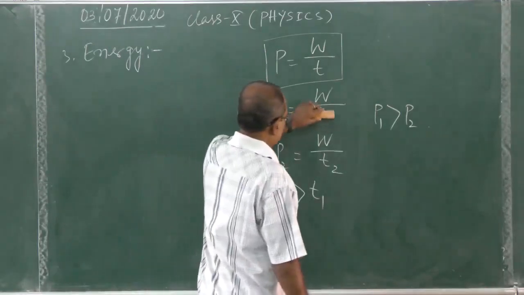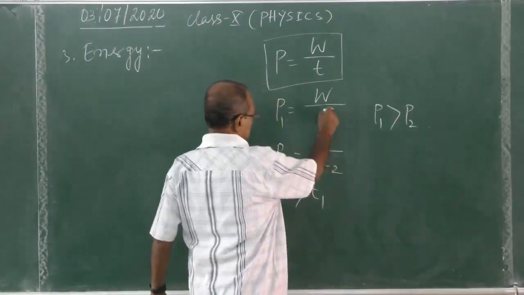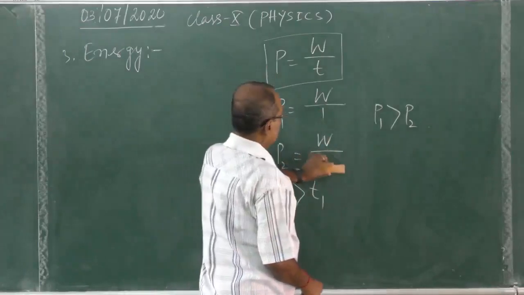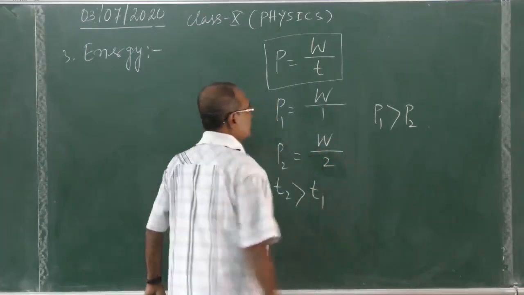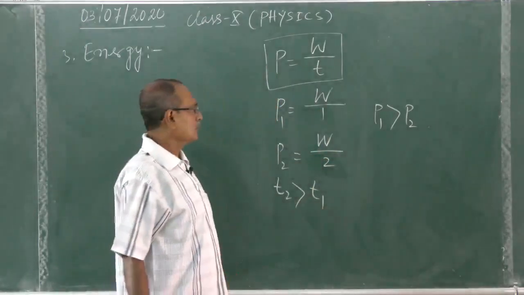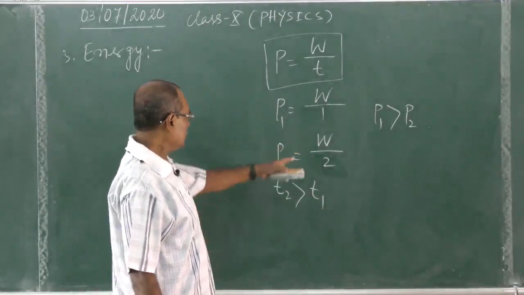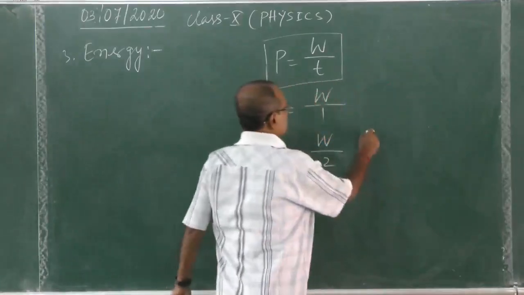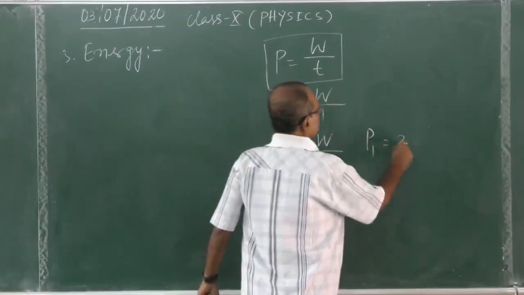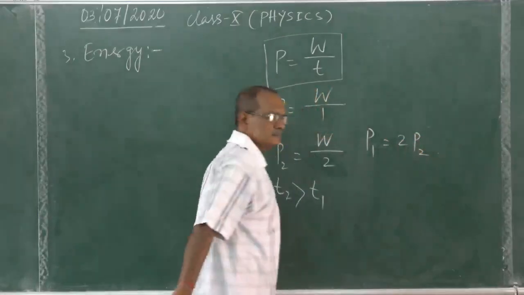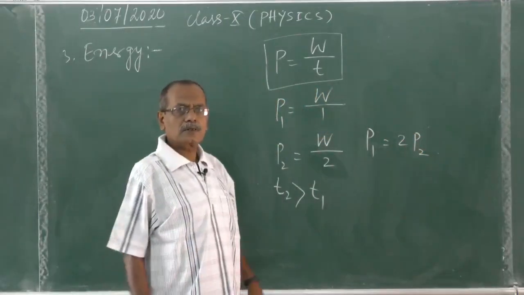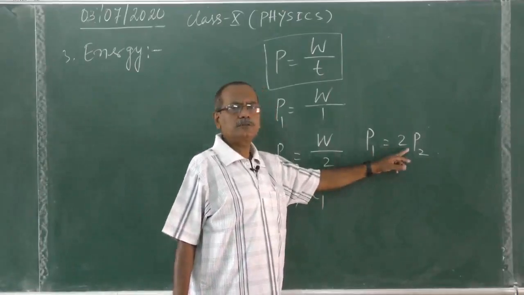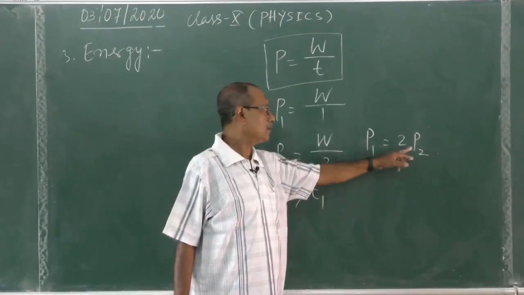Now, say T1 is equal to 1 second, and T2 is equal to 2 seconds. Then P1 is twice the power of P2. Okay, P1 equal to 2 into P2, double the power of P2.